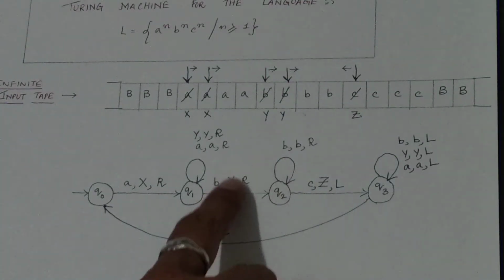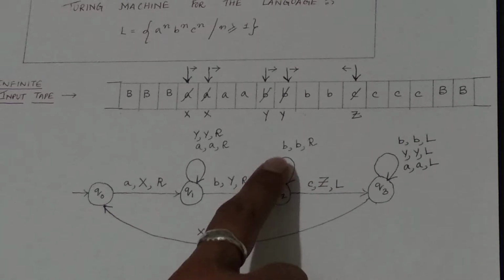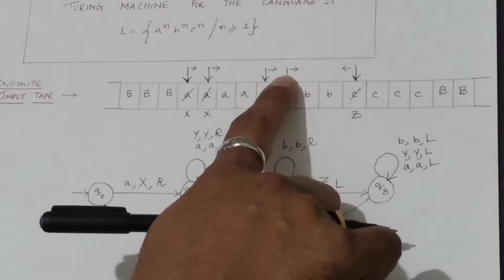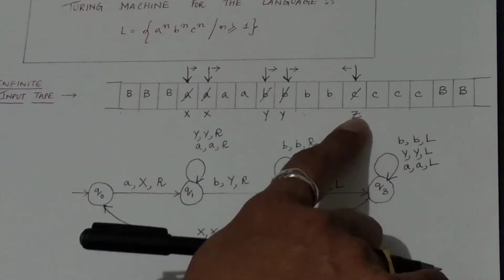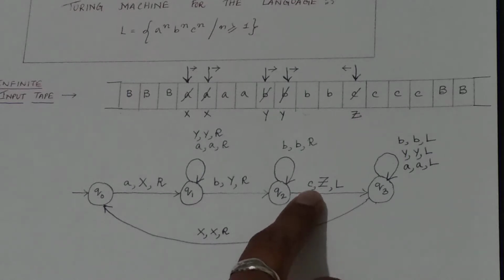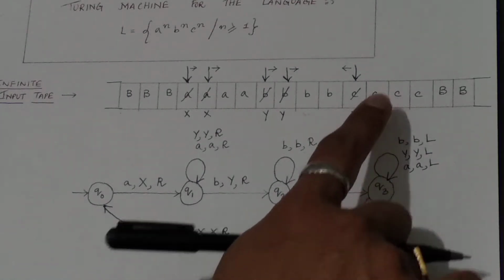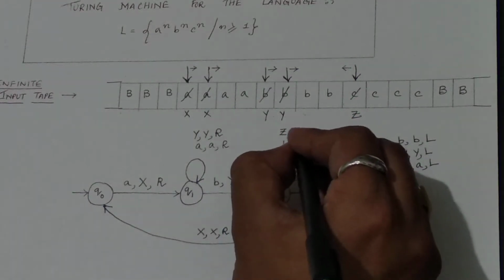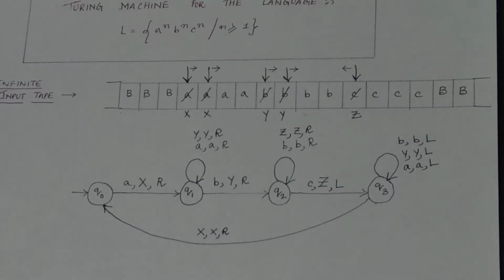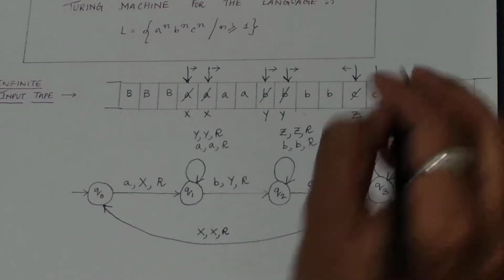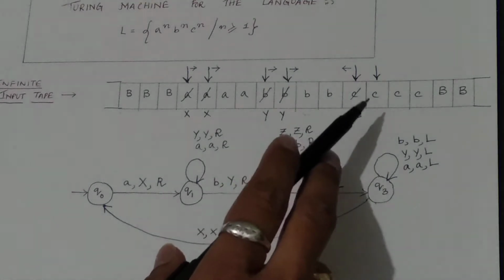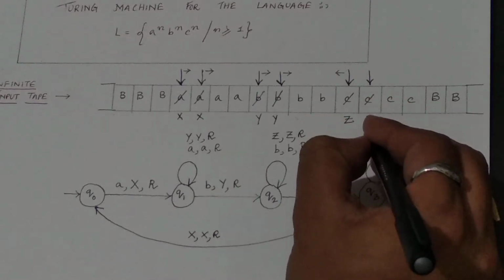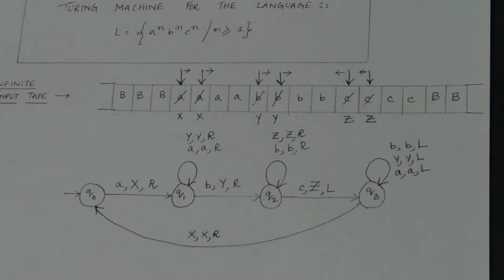During this process, it will again encounter B, and I have already written that if you see B, replace by B, and it will move in the right direction. So the tape head will finally reach this Z, which I have replaced earlier. That means before reaching C, it will encounter a Z. So I have to write one more transition. On seeing Z, replace by Z, and the tape head will move in the right direction. Now the tape head will reach this particular C. Once it encounters C, what will it do? It will replace C by Z, and the tape head will move in the left direction.